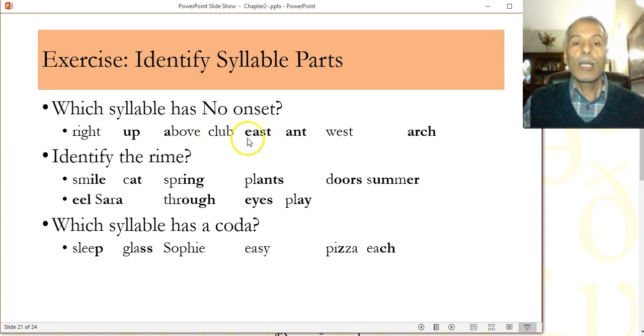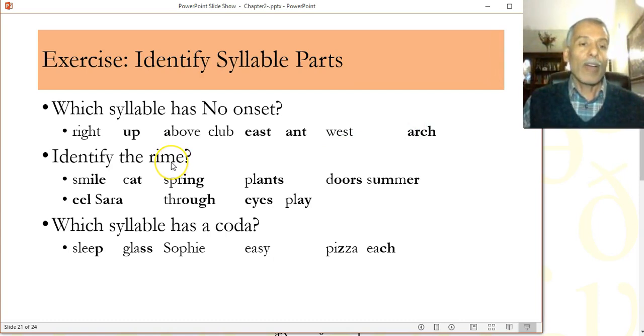It has an onset. The onset here is more than one sound: K, L. That's the whole syllable. You circle it or make it highlighted. "East" has no onset, because nothing comes before the E, no consonant. And then "ant," there is no consonant before the A. And then "west" has an onset because the W is a consonant. And then "arch," there is no consonant at the beginning.